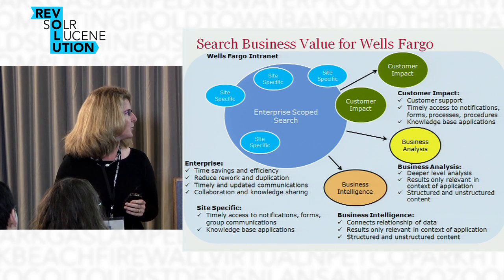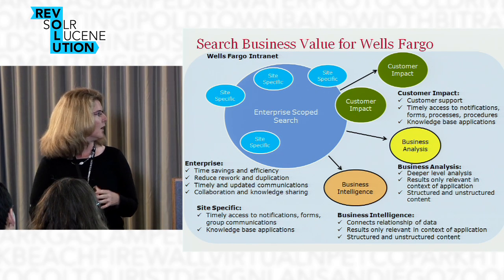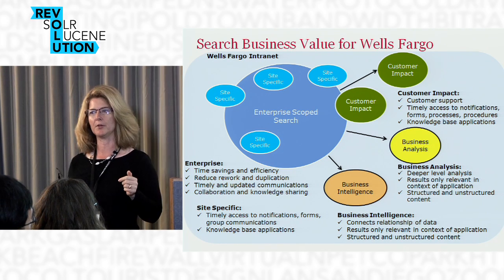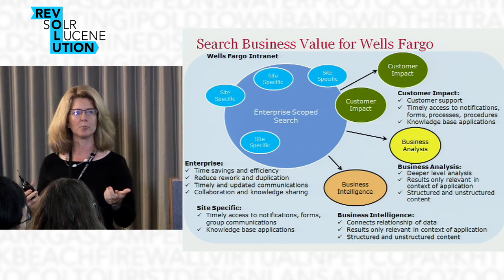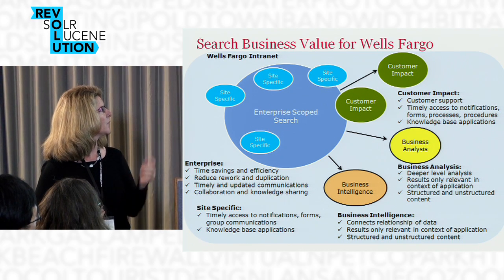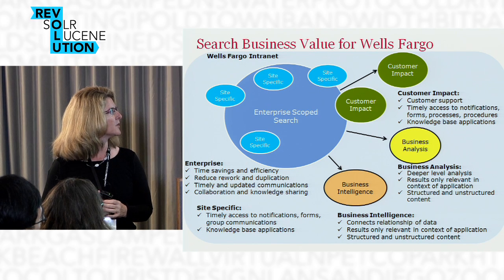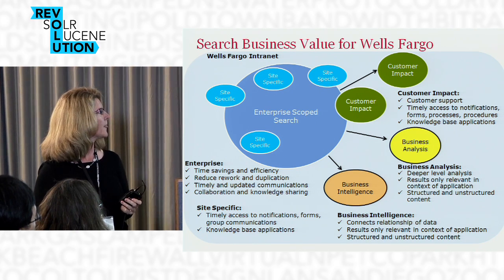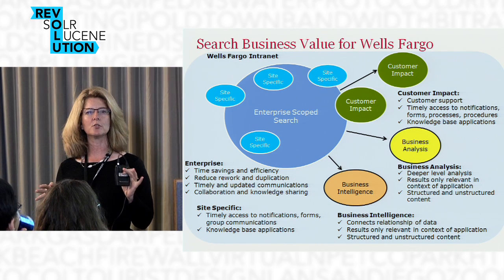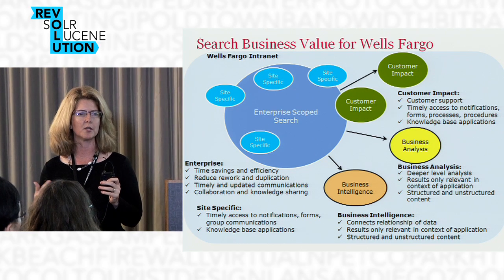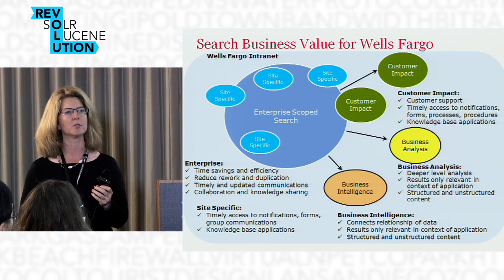Enterprise search is the typical one where you have your simple keyword search, and so is site specific. Those are your simple keyword search, facets, and the usual stuff. The customer impact is something that's very timely. It's usually customer support, very specific to an application. With business analysis, you're doing more analysis. You're diving deeper, with a lot of structured content moving into that, and the same for business intelligence.